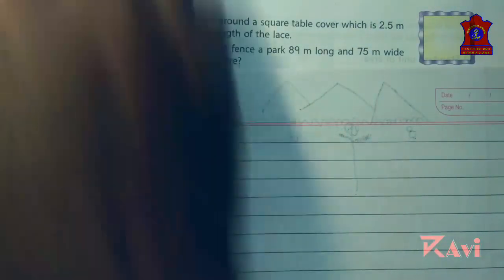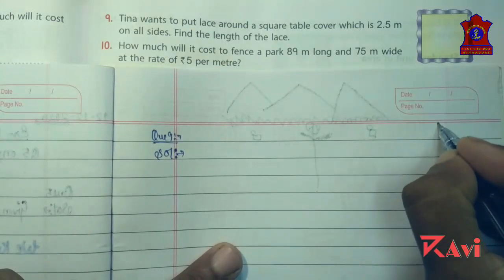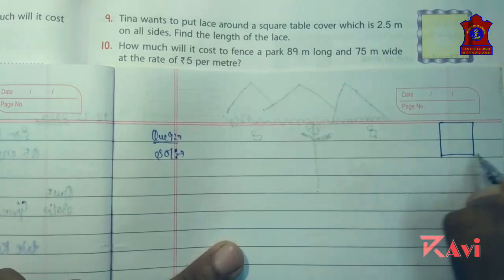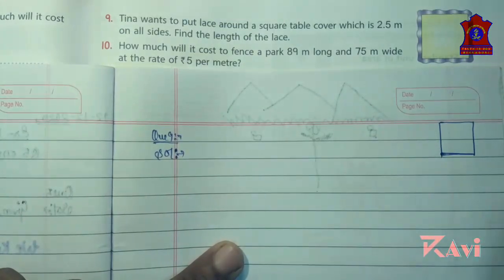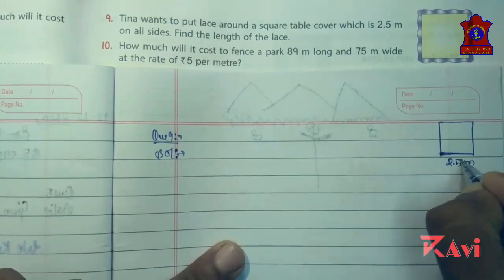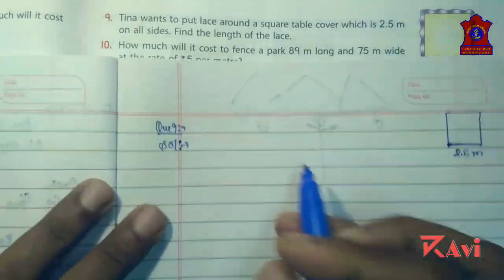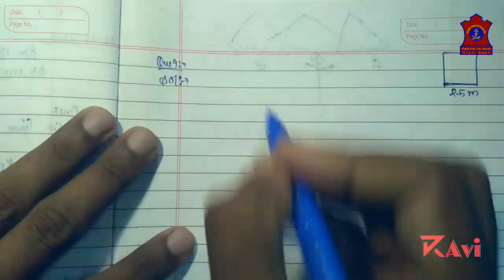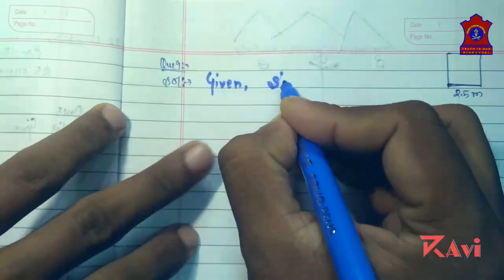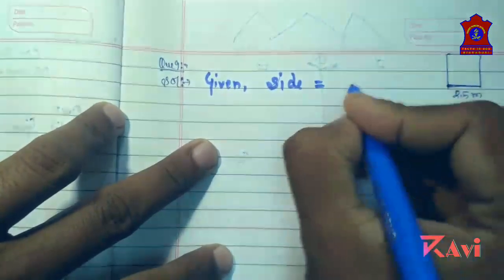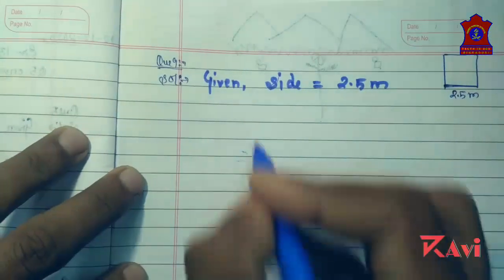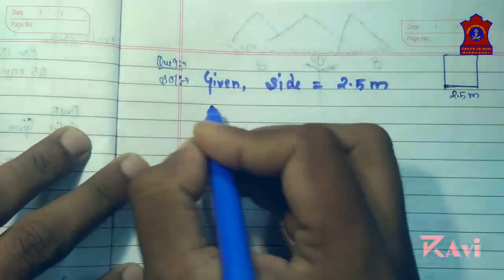So right, just make a square table. Okay, what is the side given? 2.5 meter, right? 2.5 meter. Okay, now see, what is given here? Side equals to 2.5 meter. Therefore, we will be finding the perimeter of the square.